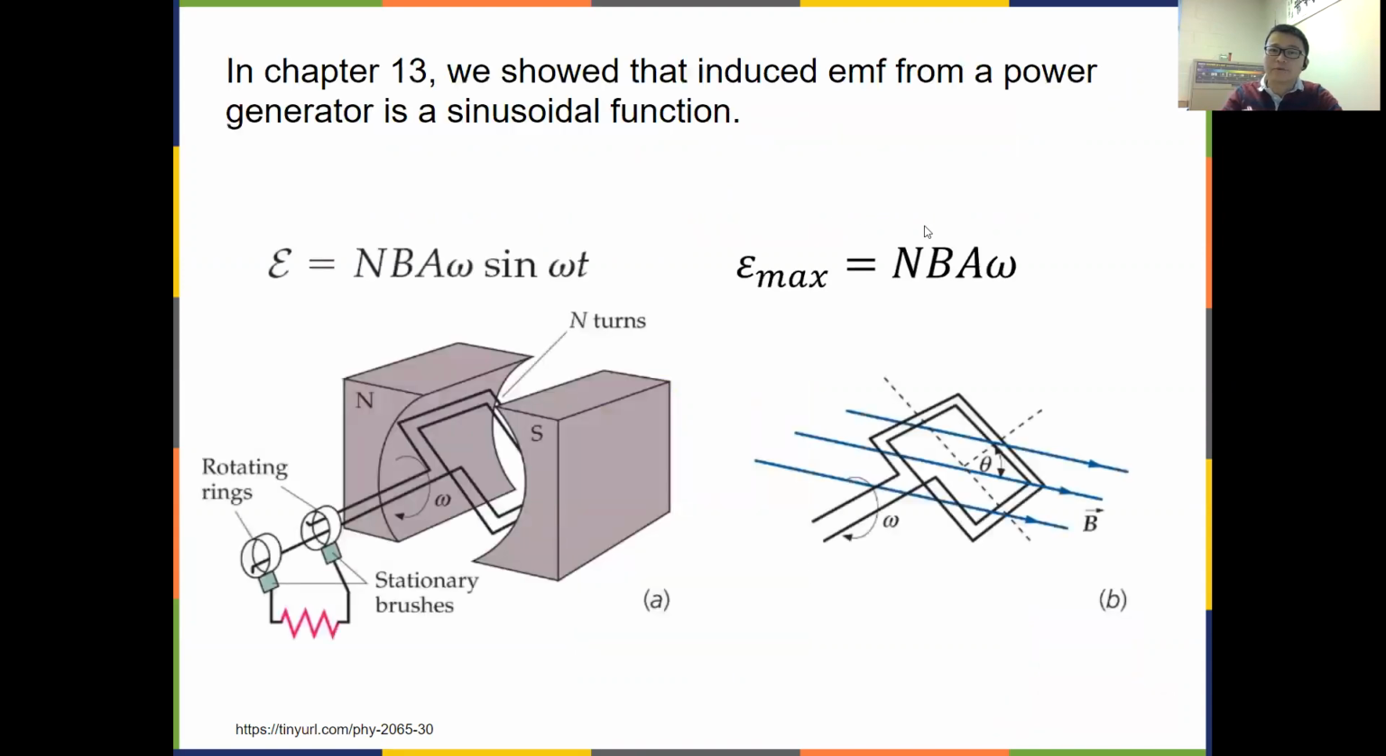So, we learned previously, typically, an electric generator looks something like this, a coil in the magnetic field, and then it's rotating. So the angle the coil's plane and the magnetic field make is a function of omega times t, omega being the angular frequency. As a result, the induced EMF is a sine function. So the electric generator supplies you an alternating current because half of the time the signal is positive in voltage, and the other half of the time it is in the negative territory.